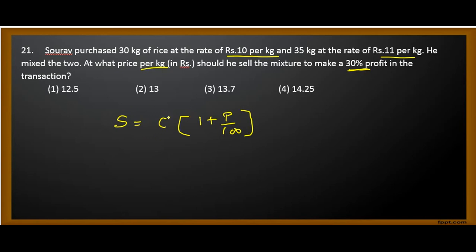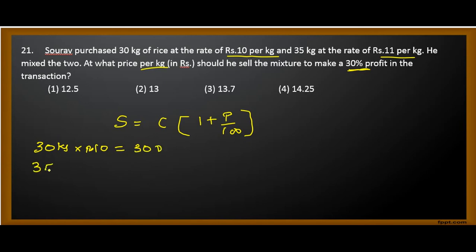Okay, we have to find the cost price, and he gave the profit. If you know the cost price, you can find the selling price. Okay, how to find the cost price? He bought 30 kgs at 10 rupees per kg. So 30 kg into 10 rupees per kg. So total cost is 300 for the first 30 kgs.